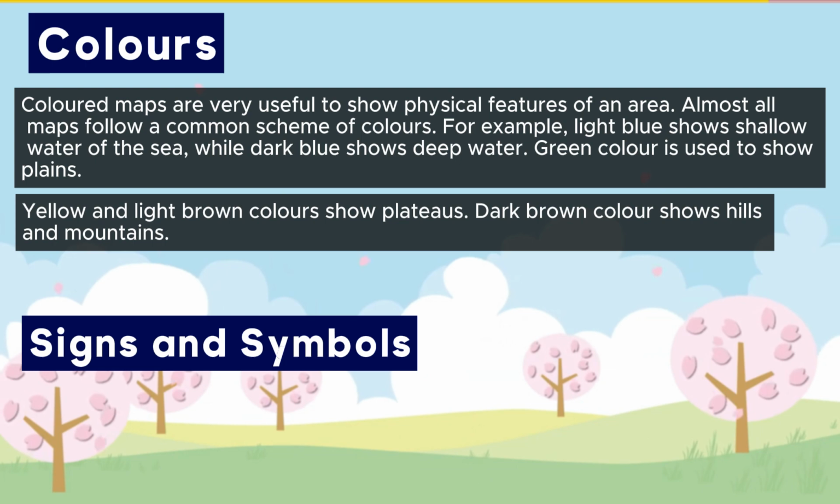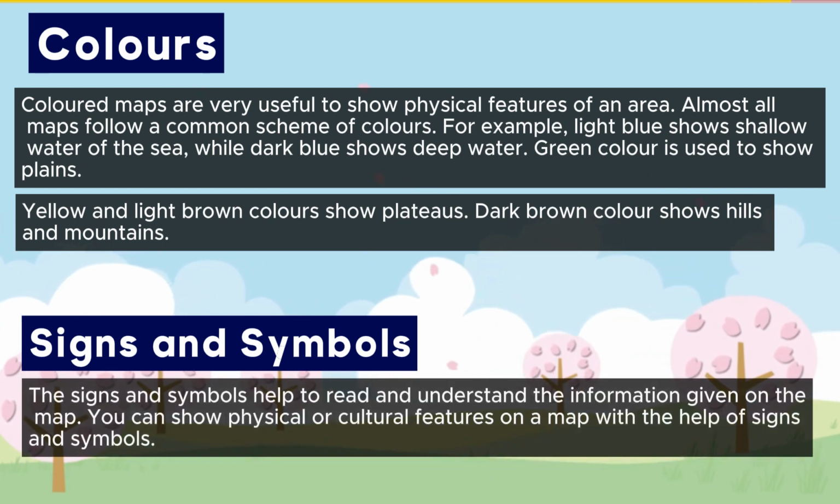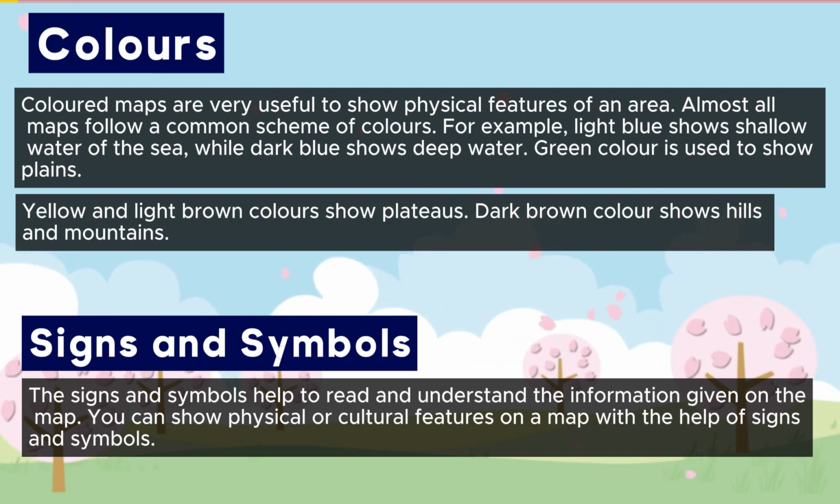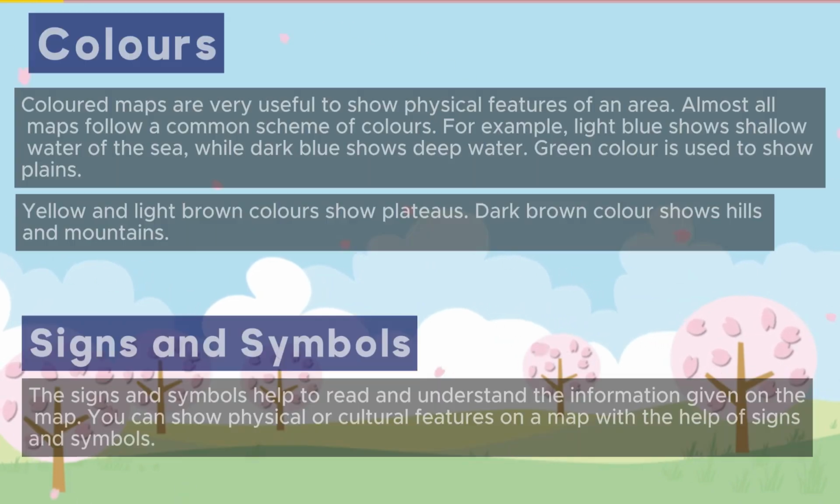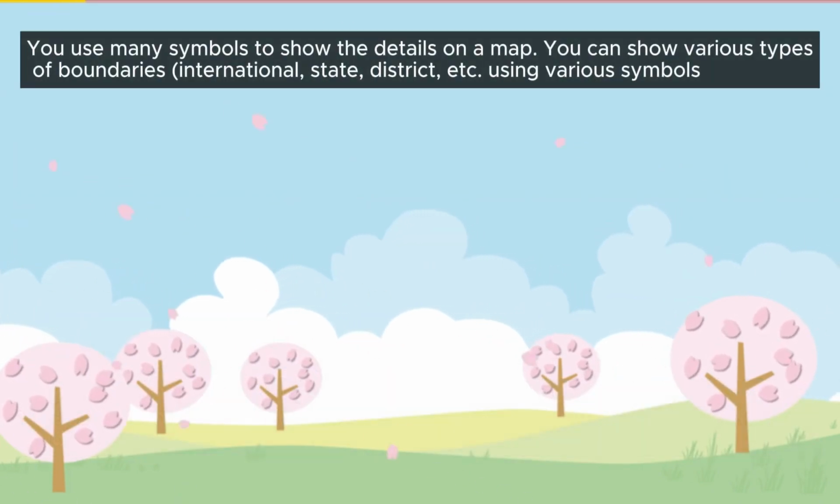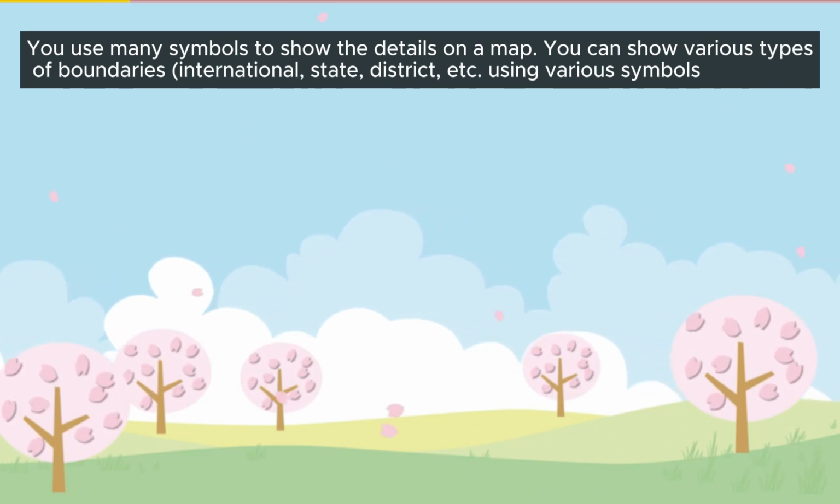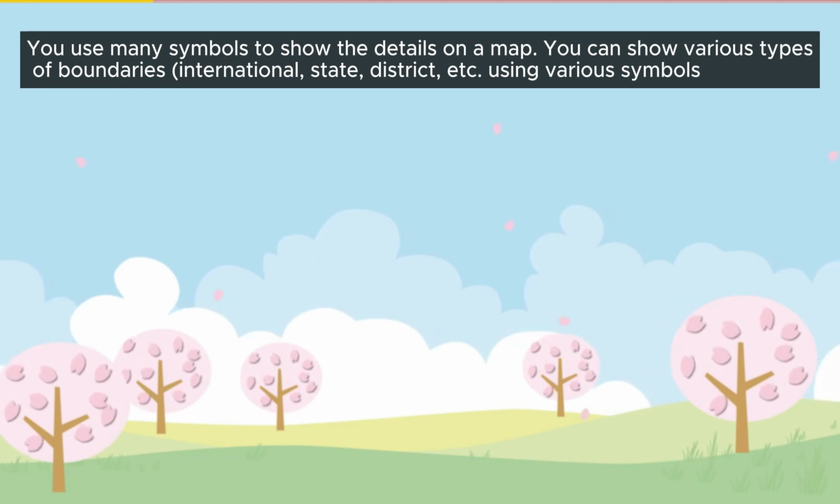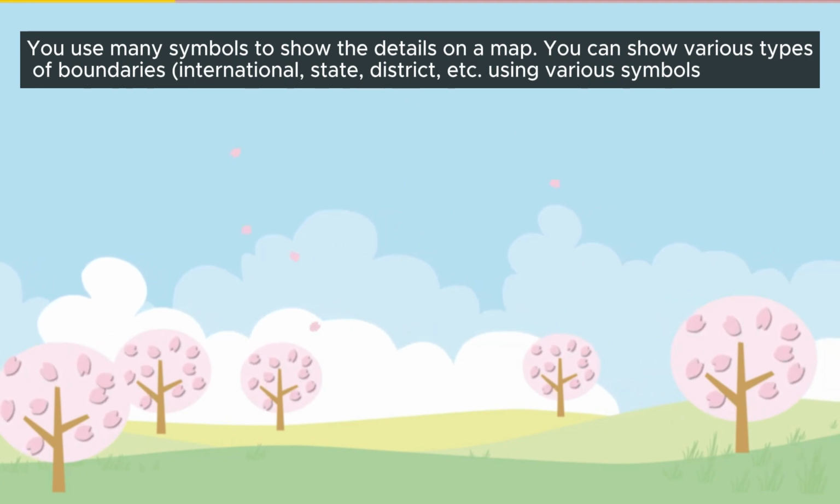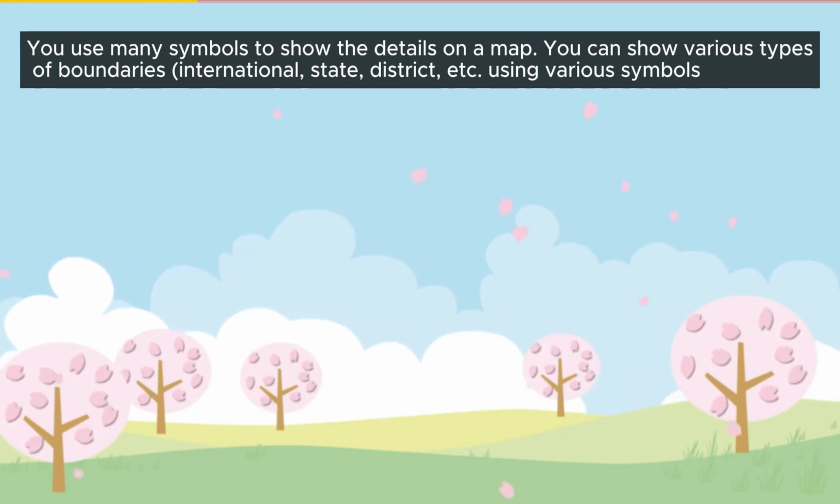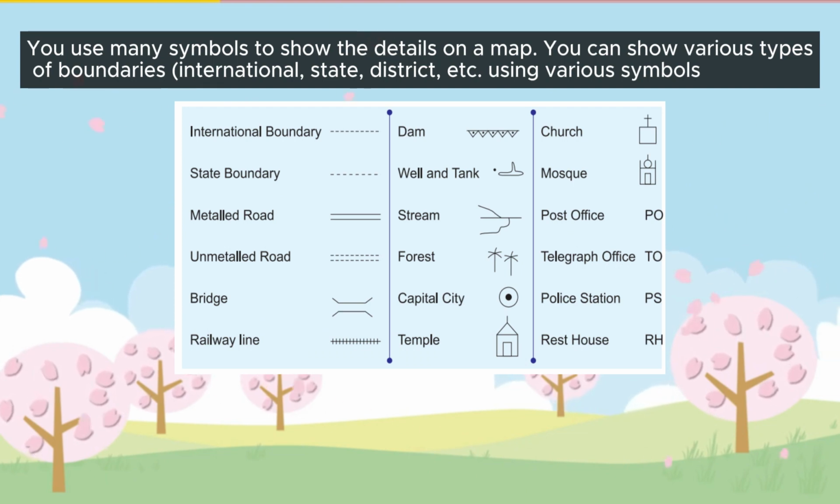Signs and symbols. The signs and symbols help to read and understand the information given on the map. You can show physical or cultural features on a map with the help of signs and symbols. You use many symbols to show the details on a map. You can show various types of boundaries, international, state, district, etc. using various symbols. International boundary.